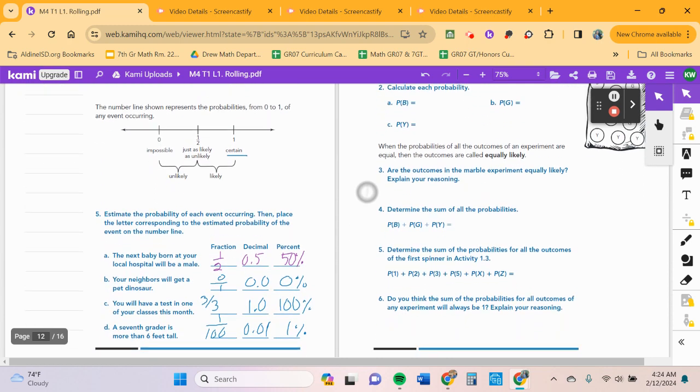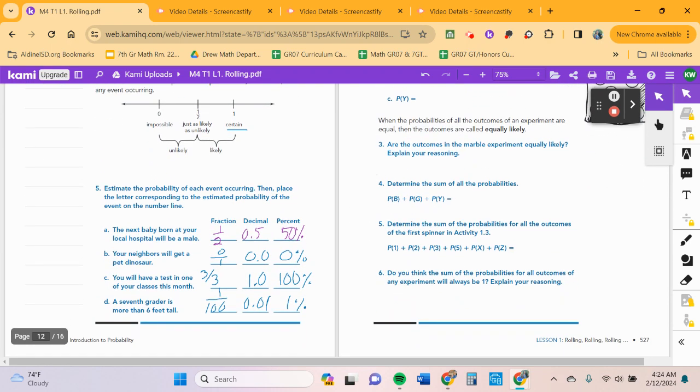Question number 5. Let's start with 5B because we went over 5A. 5B says your neighbors will get a pet dinosaur. What is the chance or the likelihood of that? Probably 0, because where are the dinosaurs? Where are they? So that fraction would be 0 out of 1. The decimal is 0.0 or just 0, and the percentage is 0%.